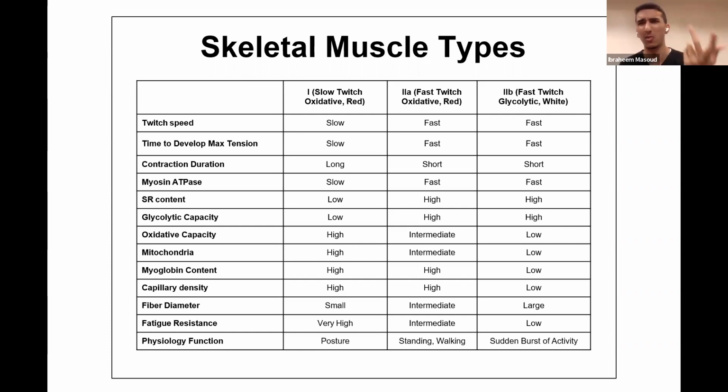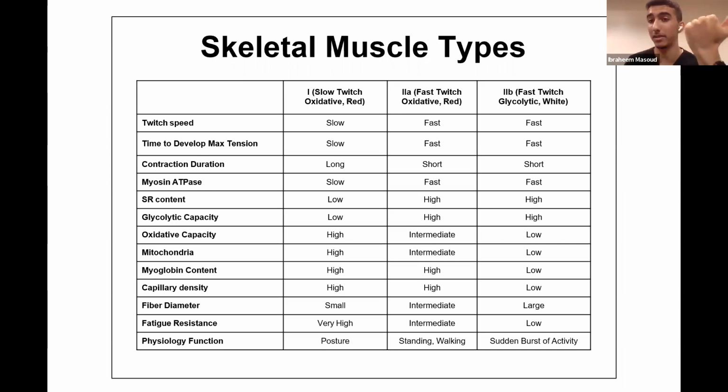You want high calcium or just low calcium? For me, I would say low calcium, because you're going slow. It's slow, you don't need to be very fast. You don't need to have a lot of calcium. You don't need to have high myosin ATPase activity or anything. What about the glycolytic capacity?